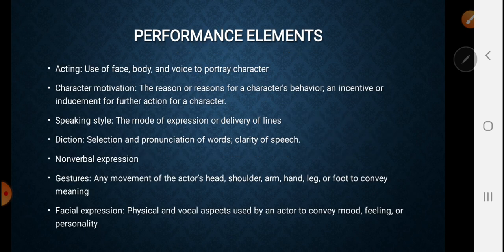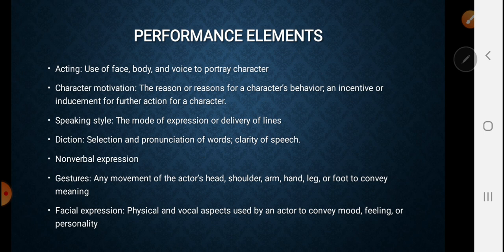Then there are certain performance elements. Number one is acting. It is the use of face, body, or the voice. Then there are character motivation, speaking style, diction. Diction refers to the pronunciation of the words, or it also refers to the language.